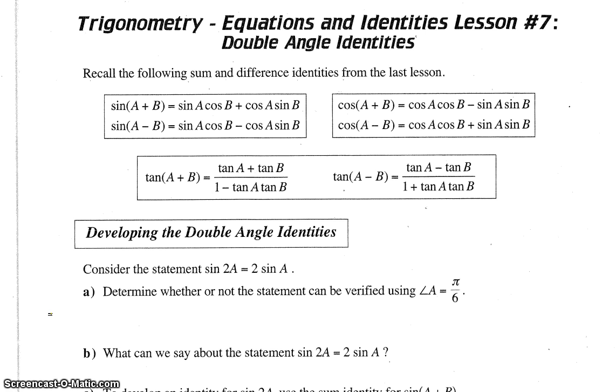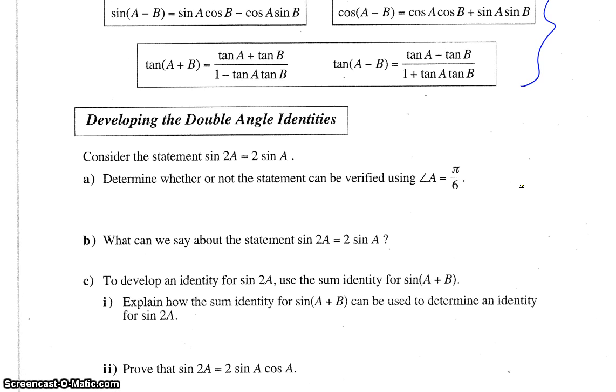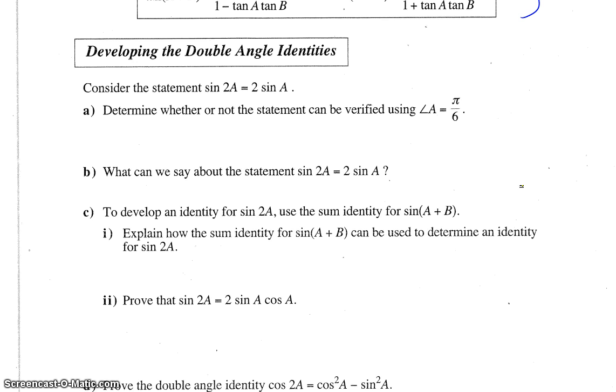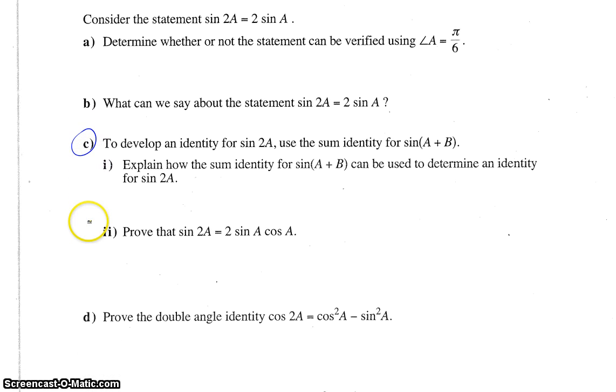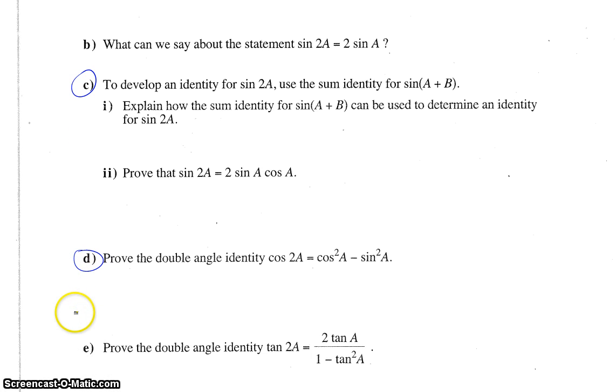Okay, so for today we're looking at double angle identities, and these ones come from the sum and difference identities that we've already covered. Below that, they develop the double angle identities. In other words, where did they come from? If you were interested in that, you would want to work through a few of those. It's not something I'm going to quiz you on, but if you wanted to, you could work through those to prove each one of those identities.